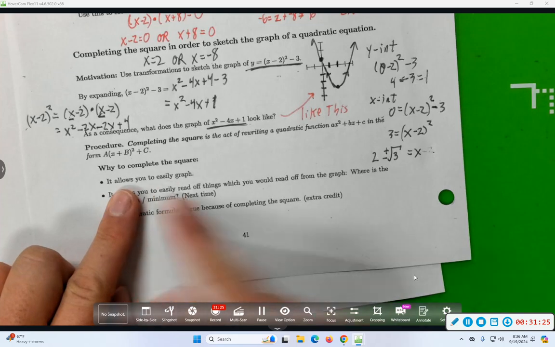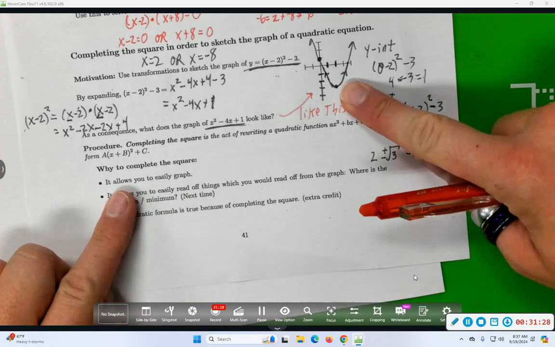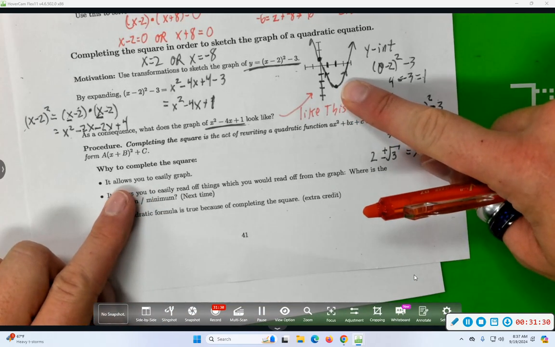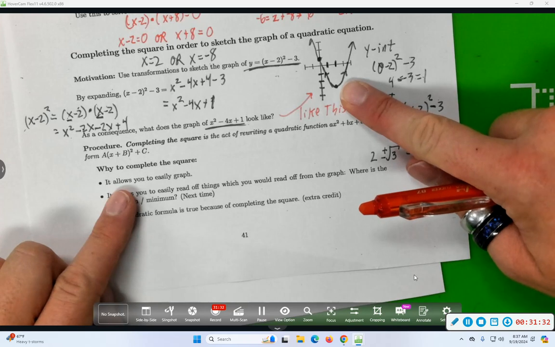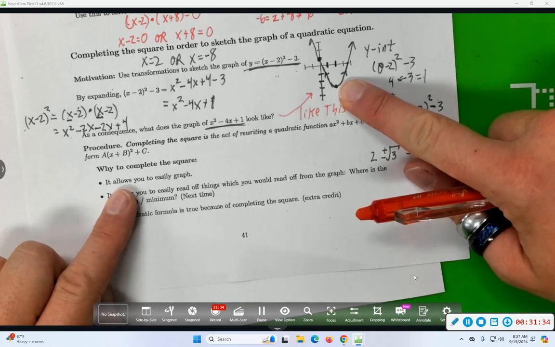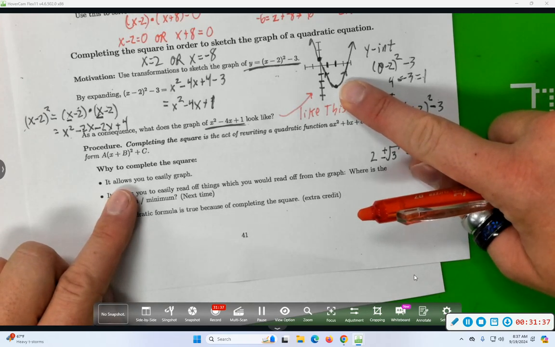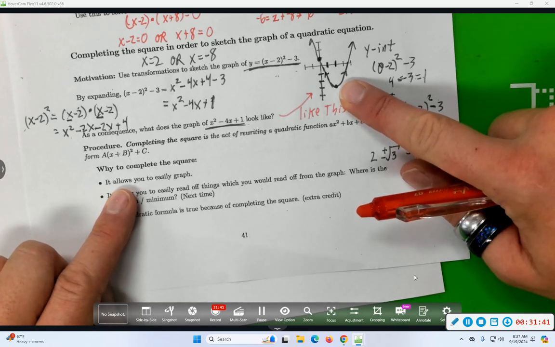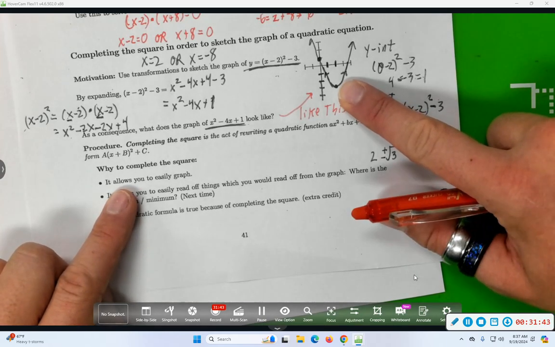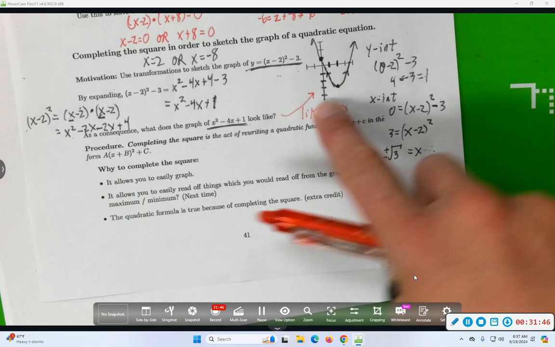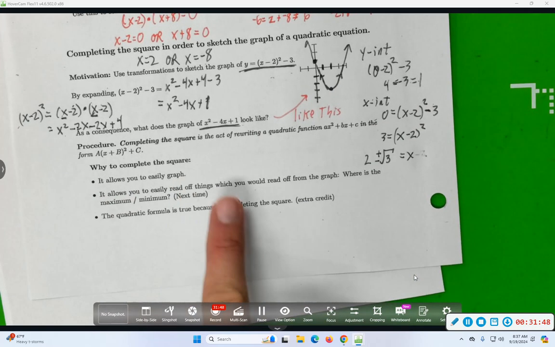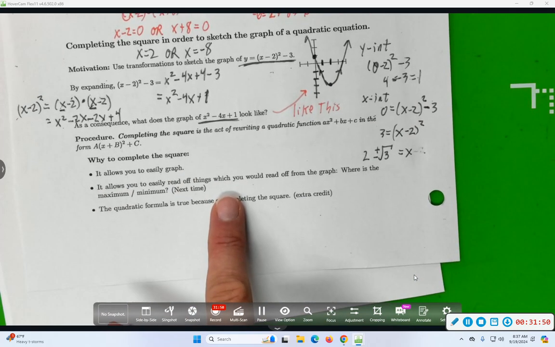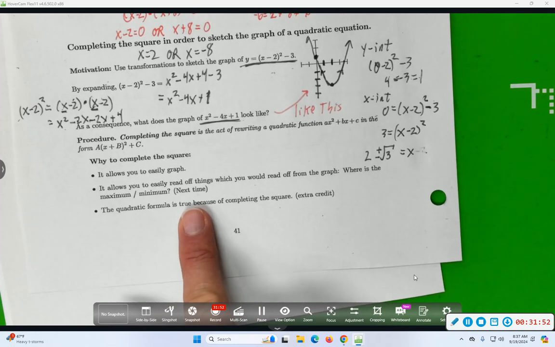So let's list off one path. So this lets you easily graph. From this graph, can you tell me what the minimum value of the function is? What's the minimum value? -3 is the minimum. And you even know what input gives you that minimum. I guess it's x equals 2. So, if you can complete the square, you can graph. You can read off things from the graph, the minimum, maximum. And in fact, the quadratic formula, why is it true? It's true because of completing the square.